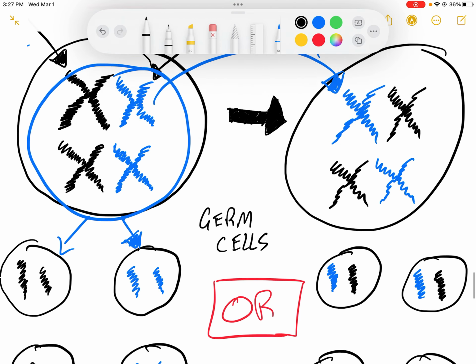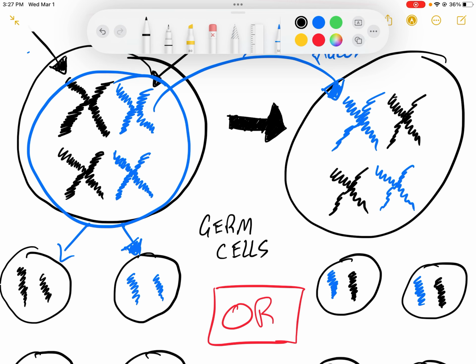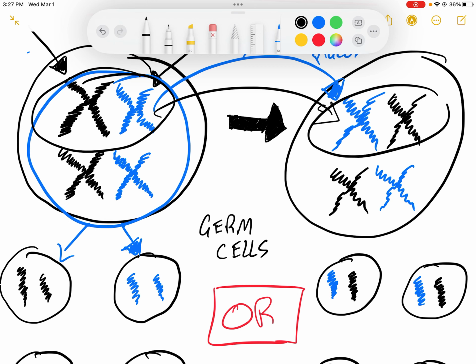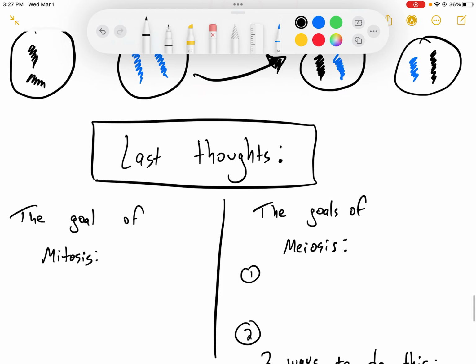All I want you to know with independent assortment is that we have taken 2 chromosomes and we have swapped places. They just go to the other side of the metaphase plate. The blue one went to the left side and the black one went to the right side. So they just swapped places. This is going to create lots of genetic variation.